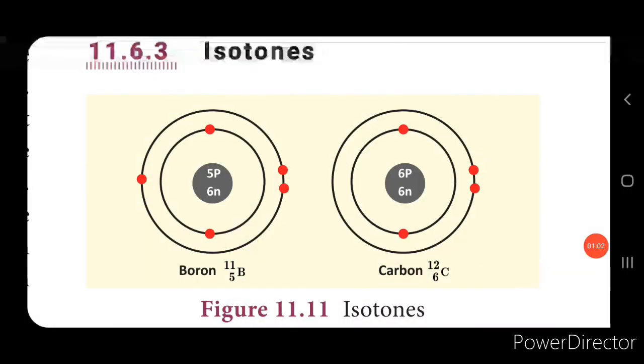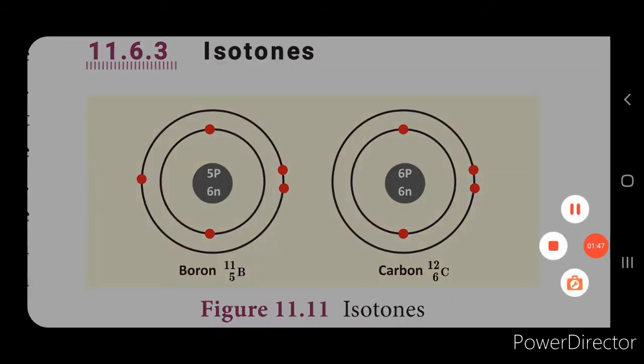And now I said that the mass number minus the atomic number gives you the number of neutrons. Now look into boron. 11 minus 5 gives 6, isn't it? And carbon, 12 minus 6 will give you 6. So the number of neutrons remains the same. So these are called as isotones. Now how will be the definition of the isotones? Atoms of different element with a different atomic number and different mass number but with same number of neutrons are called as isotones. So boron and carbon are isotones because they contain same number of neutrons.